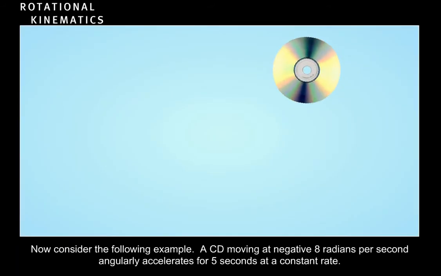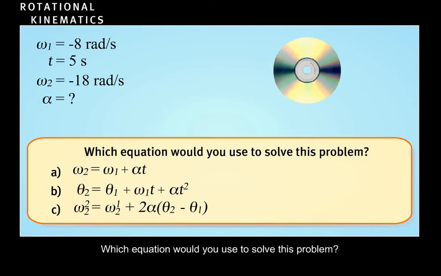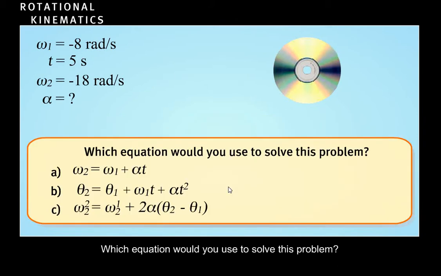Now consider the following example. A CD moving at -8 radians per second angularly accelerates for 5 seconds at a constant rate. If its final angular velocity is -18 radians per second, what is the angular acceleration? Which equation would you use to solve this problem? You don't know the final angle. Try again. That is correct.